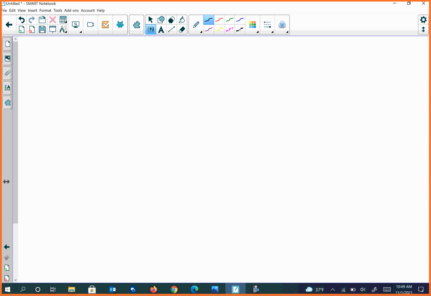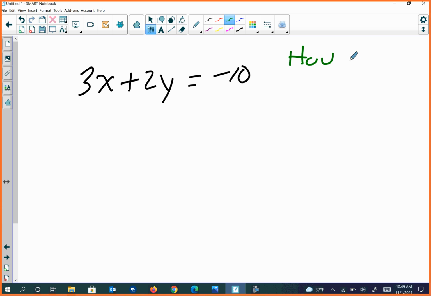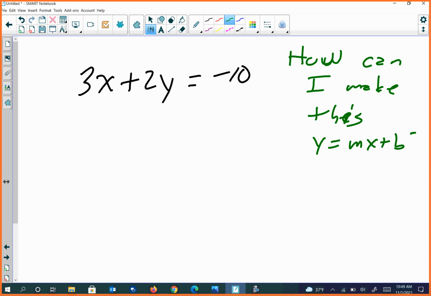Let's say we have a problem like this. How can I make this y equals mx plus b? So right now, x and y are on the same side, so it's cover method. Agreed? But how would I get y all by itself? What would the first step be, you think?